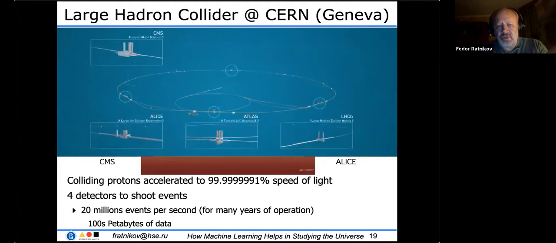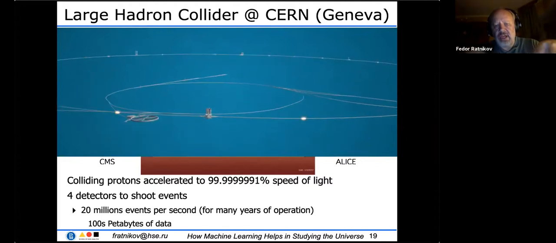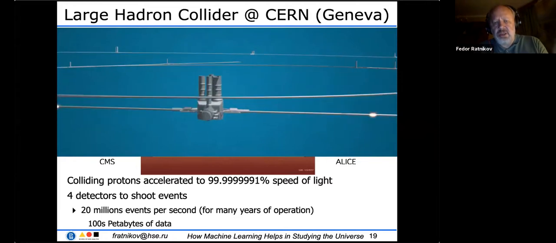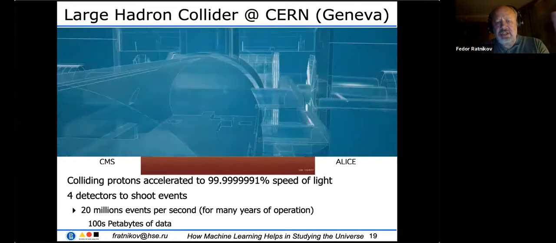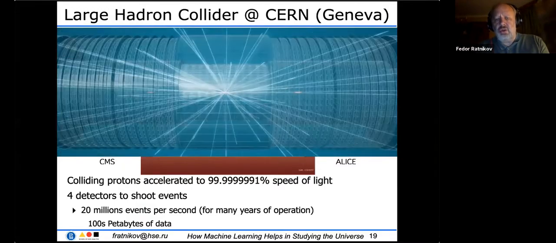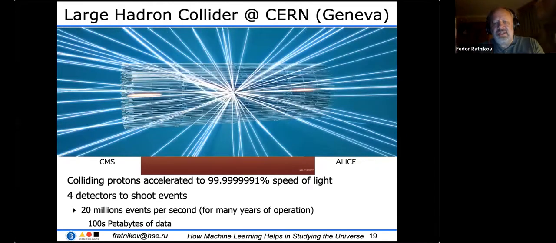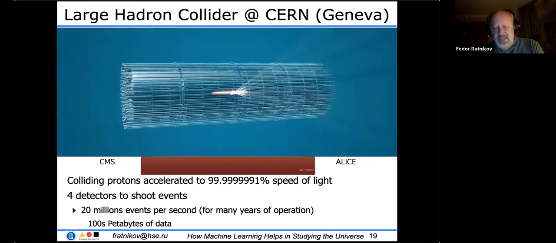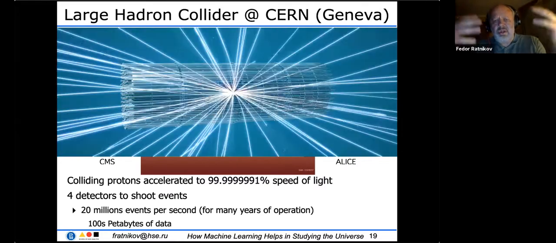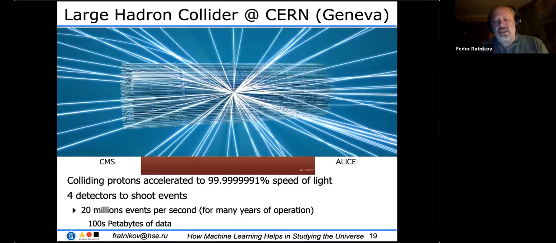And so there are 4 detectors there. So there are 4 points where those protons are colliding. And so what happens? There is such a point, and there is a huge installation, which is a detector. So now protons are colliding, new particles are produced, and there is a detector which can store the results of those collisions.